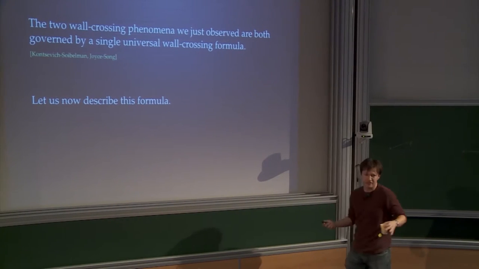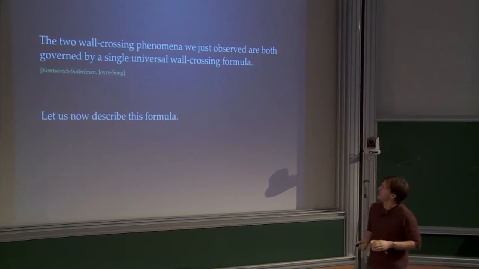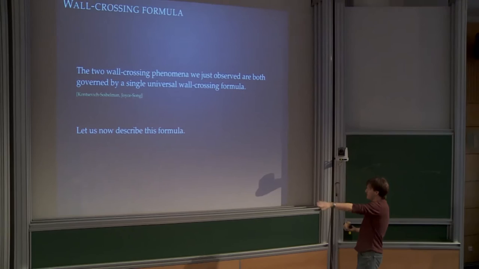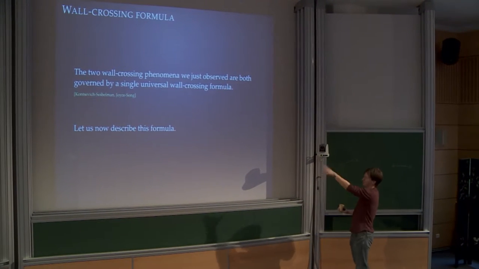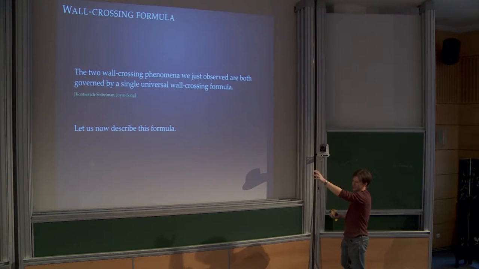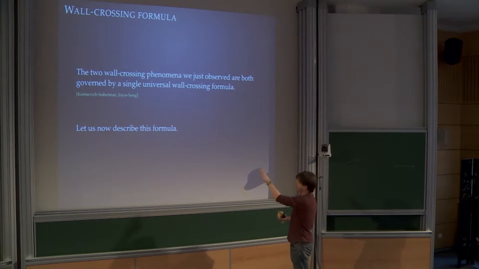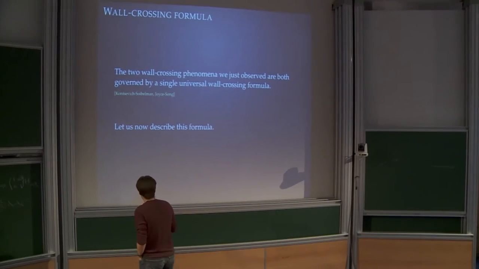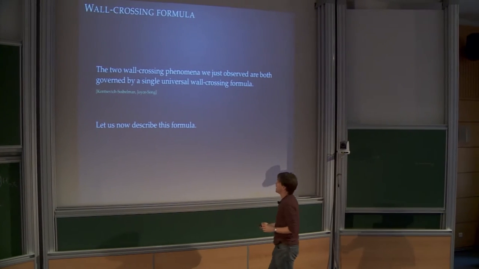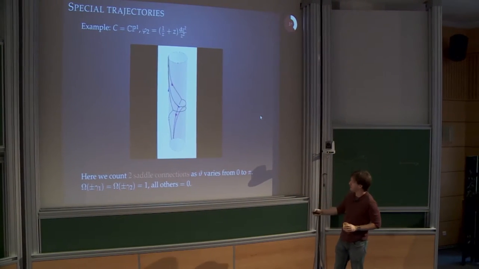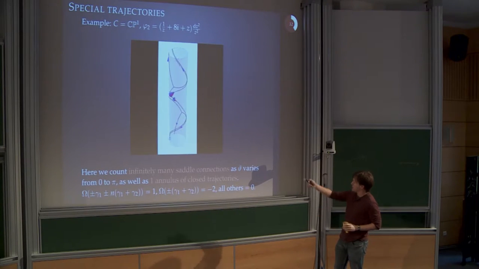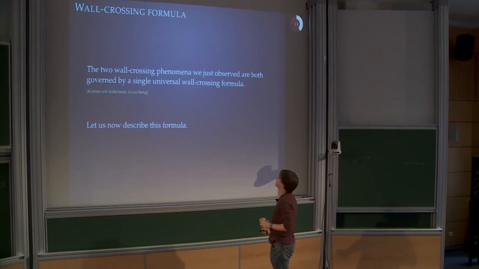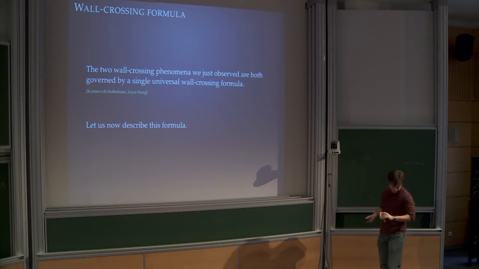Now the amazing thing, for us at least when we first learned about it, is that these wall crossing phenomena that we just observed are completely determined by a single universal formula, which, in the form that I'm going to describe it, was written down by Kontsevich-Soibelman. I think an analogous thing was written down also by Joyce and Song. The claim is that just knowing the spectrum of trajectories on one side, in other words, just knowing about these two trajectories here, using this wall crossing formula, we can determine this complicated infinite spectrum of trajectories on the other side. So let me now tell you how this formula works.